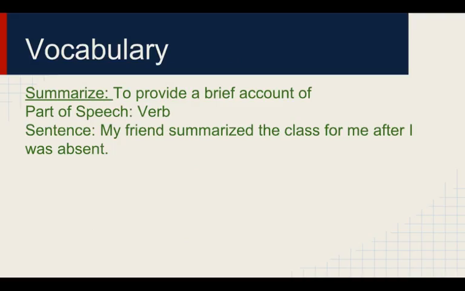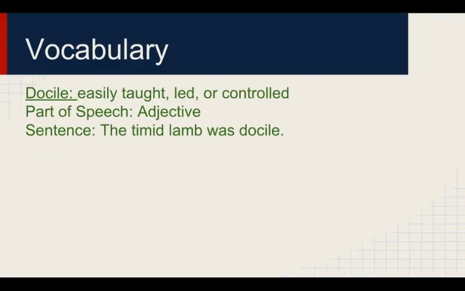On to our vocab from this section. Summarize. To provide a brief account of. My friend summarized the class for me after I was absent. Docile is easily taught, led, or controlled. The timid lamb was docile.